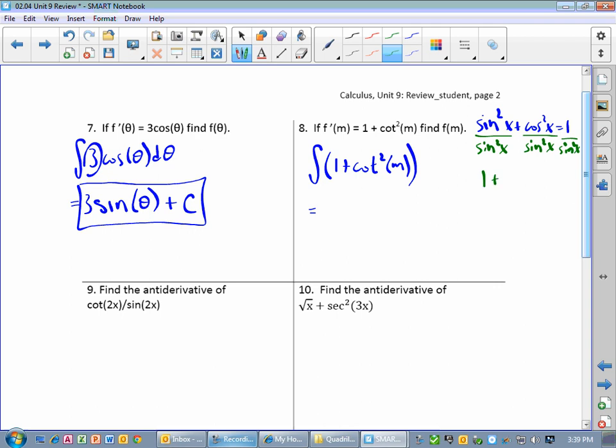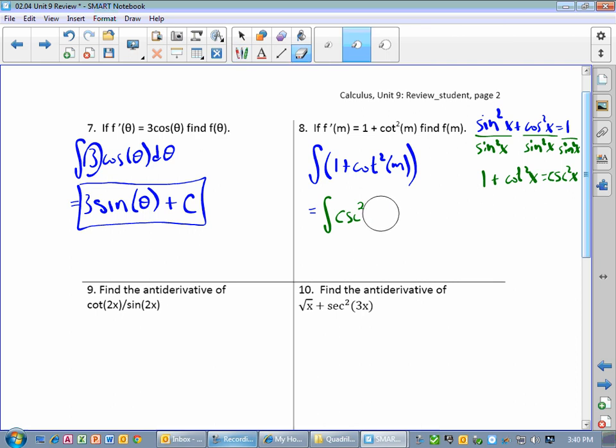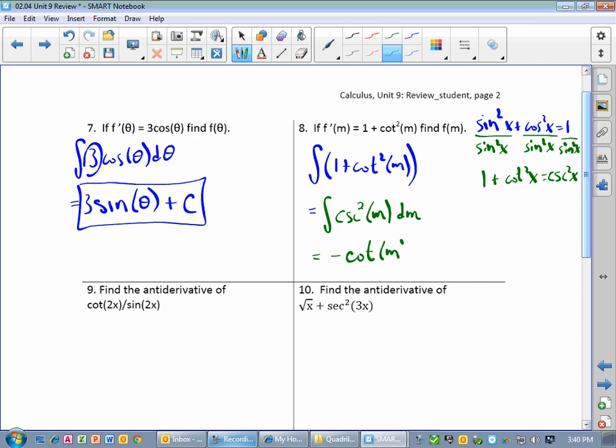By dividing by sine squared x, that's going to give me a cotangent. So we get 1 plus cotangent squared x is equal to 1 over sine squared x, which is the same as cosecant squared x. And so this is the same as the integral of cosecant squared x dx, or in this case m. And so the integral of cosecant squared is negative cotangent m plus c.